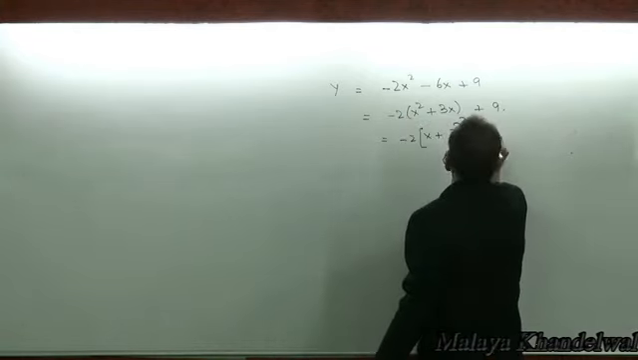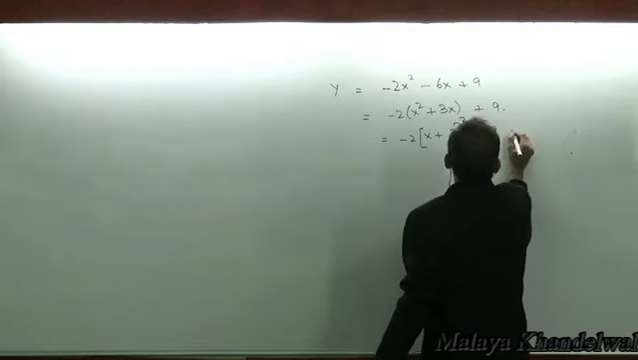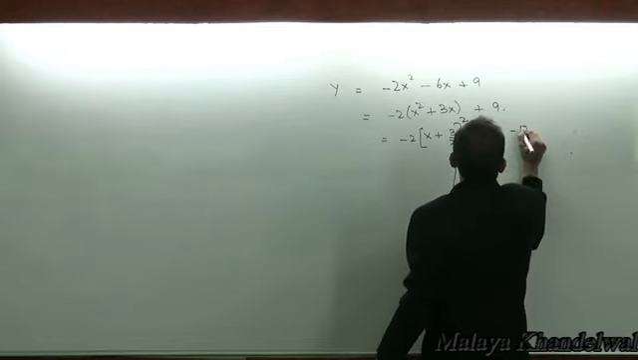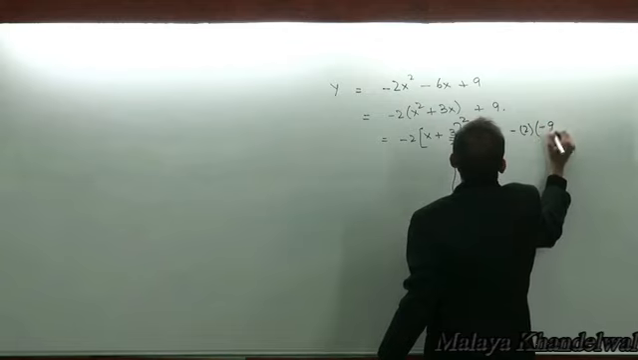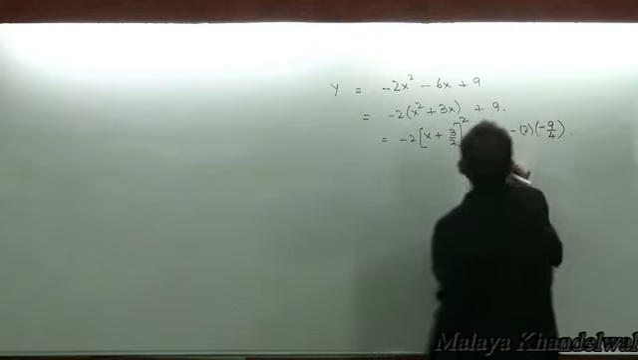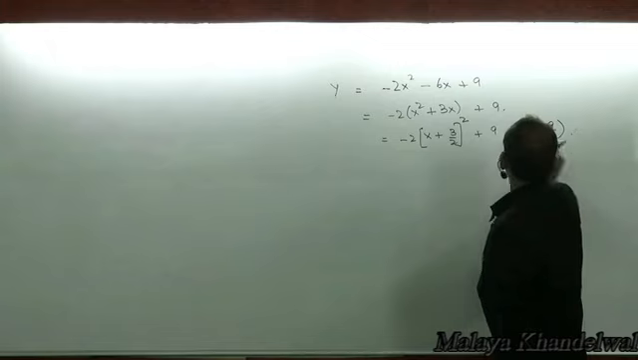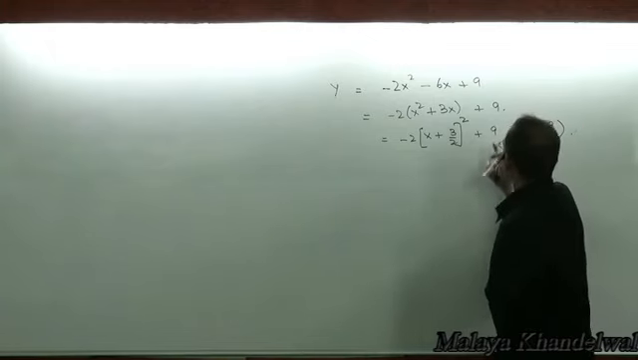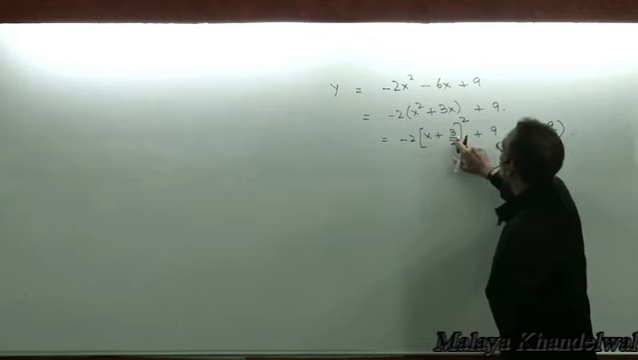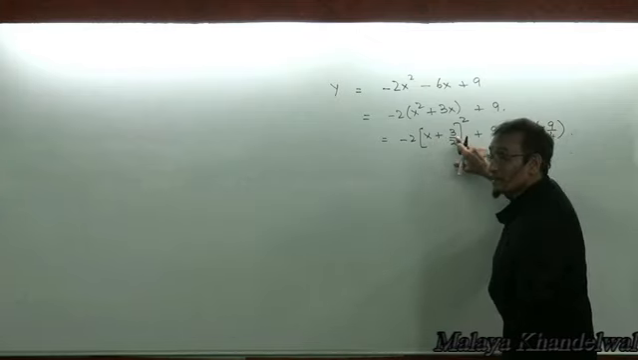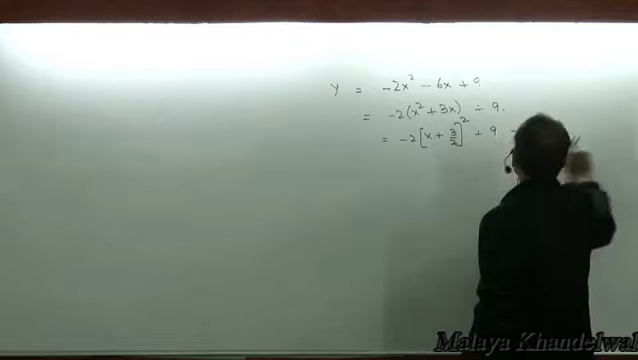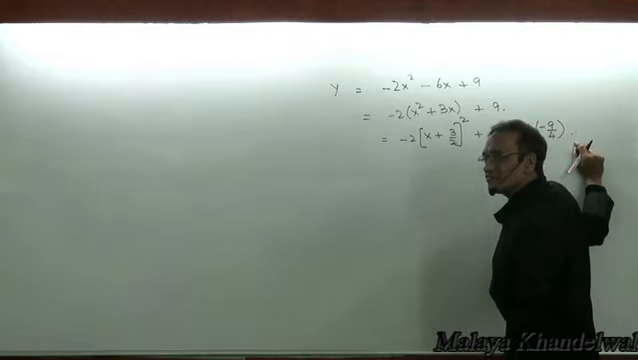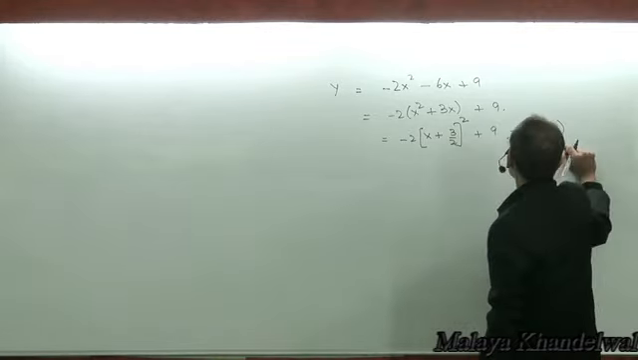So 9 by 4 I have added, so plus 9 minus 2 into minus 9 by 4. I subtract. Minus 9 by 4 with a minus 2, I subtract this. Right? So then at x equal to minus 1.5, this will be 0 and this will be the required least value of y.